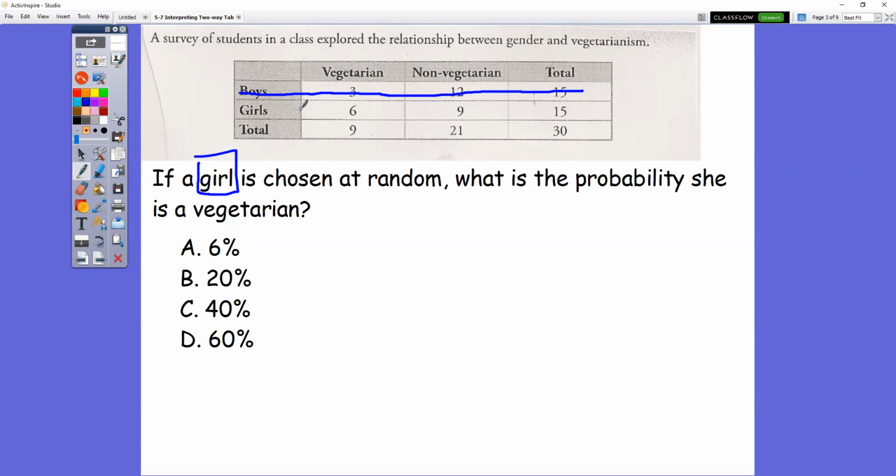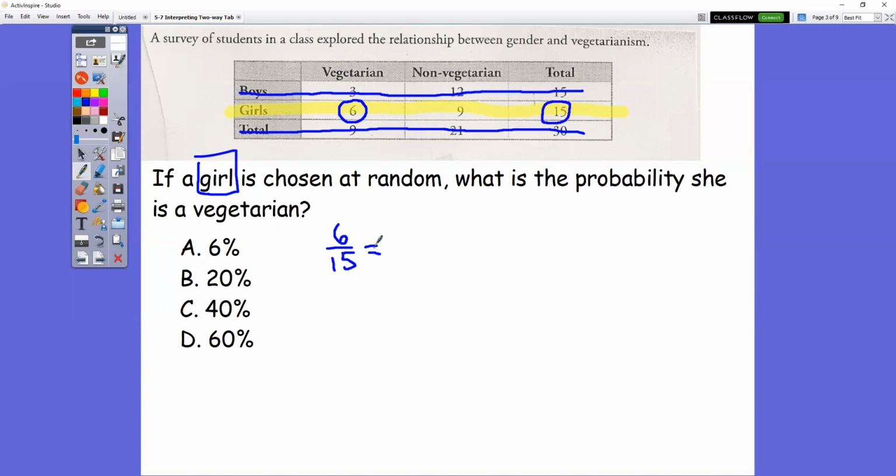Well, if we're not looking at the boys, we're not looking at the total row either, because if we get rid of the boys, it changes all those totals. The only thing that we are looking at in this question is the girls row going across. So if a girl is chosen at random, what is the probability that she is a vegetarian? There are 6 girl vegetarians out of how many girls? Because we're only looking at the girls, out of 15. So you're going to put your fraction as 6 over 15.